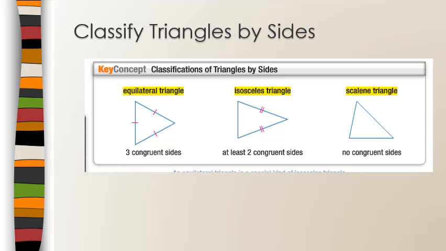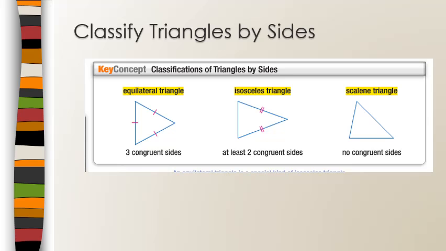All right. We have been classifying triangles. We first looked at classifying triangles by angles. We had acute angles, obtuse angles, equiangular triangles, and right triangles. And now we're going to spin through classifying triangles by sides.